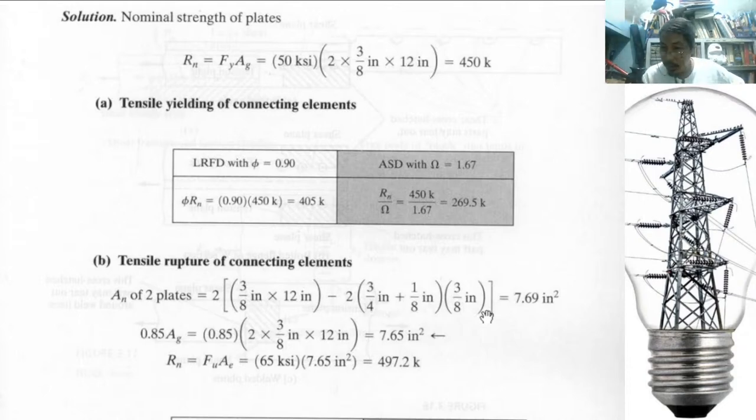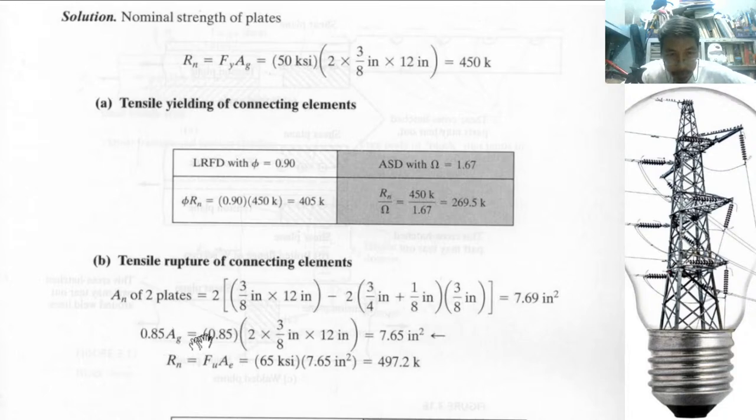The only time the net area is different from the gross area is when we use a bolted connection. When we use a welded connection, the gross area and net area are the same. The only difference is the effective area. So with this answer, we can have this one.